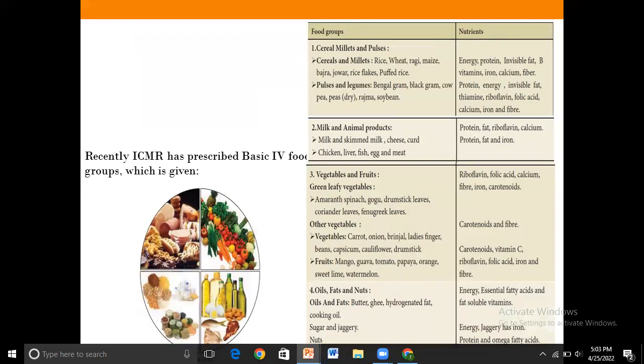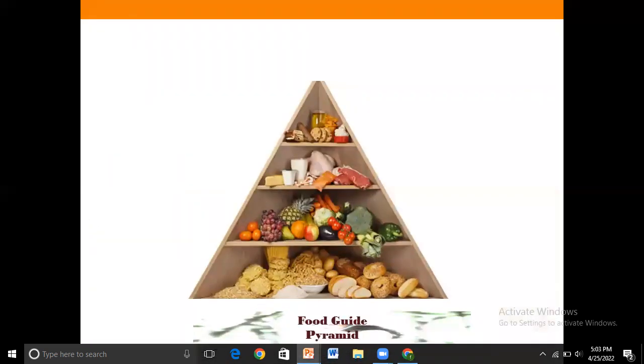So in the first category, cereals, millets, and pulses are included, and nuts are coming in the last category, or the fourth category, because nuts are mostly fatty in nature. That is why nuts are included in this category. So this is the basic 4, and it is a little different from basic 3. Basic 5. So this is the food guide pyramid.